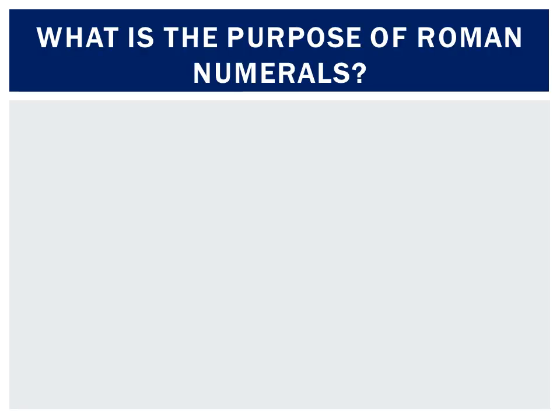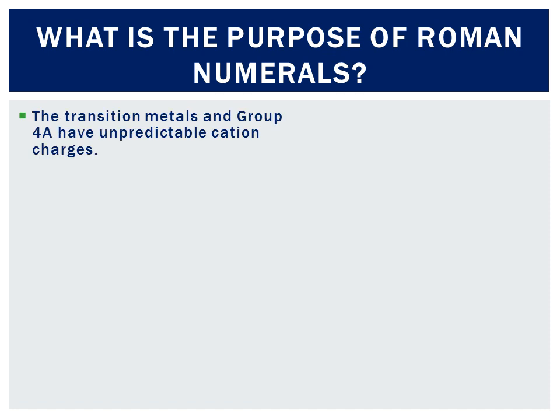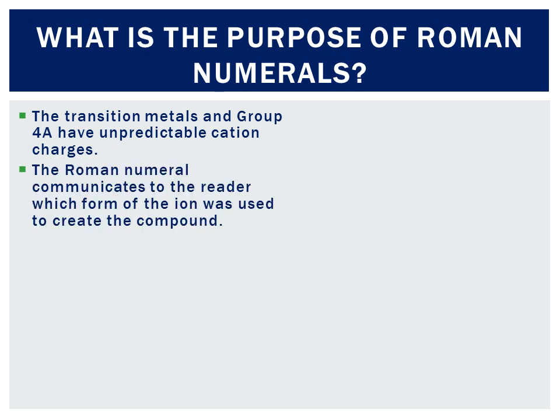Okay, so what is the purpose of the Roman numerals? The reason why we even have them in the first place is because the transition metals and those in group 4A have unpredictable cation charges. The Roman numeral communicates to the reader which form of the ion was used to create the compound. For this part, there's not a whole bunch that you need to write. Just sort of sit back and watch, and then on the next slide, you'll be responsible for taking more notes.